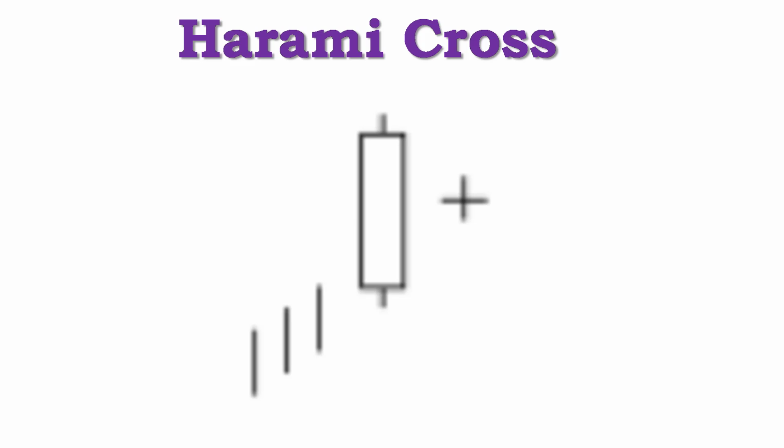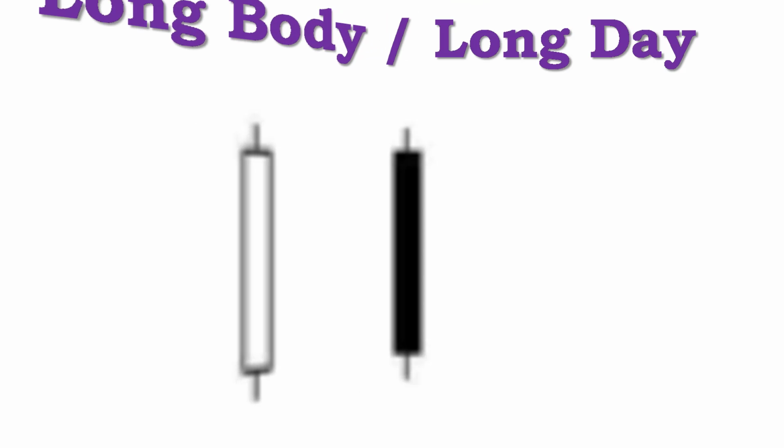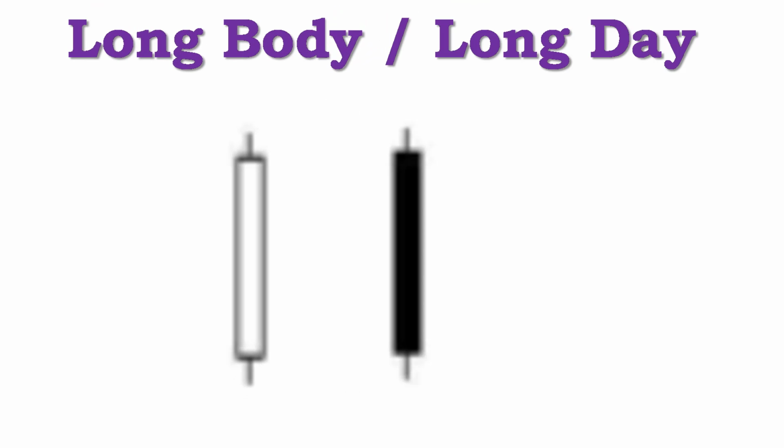Next candlestick pattern, inverted hammer. A 1-day bullish reversal pattern. In a downtrend, the open is lower, then it trades higher, but closes near its open, therefore looking like an inverted lollipop. Next candlestick pattern, long body, long day. A large price move from open to close, where the length of the candle body is long.